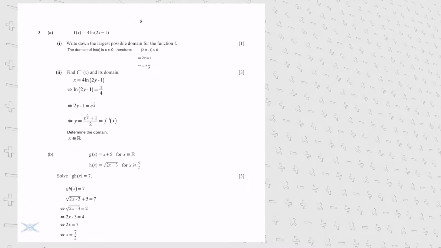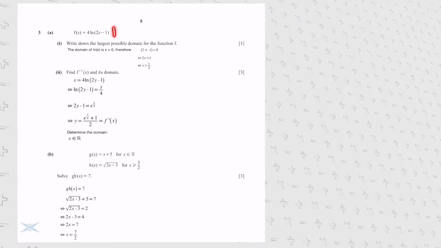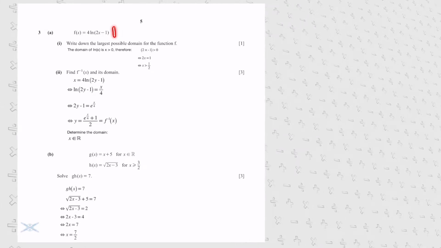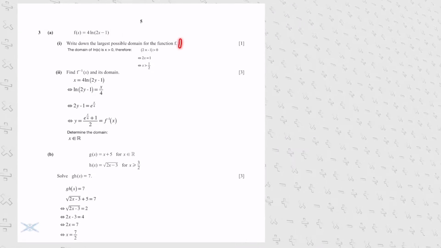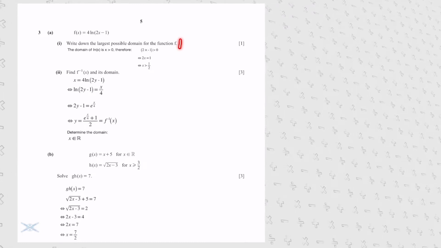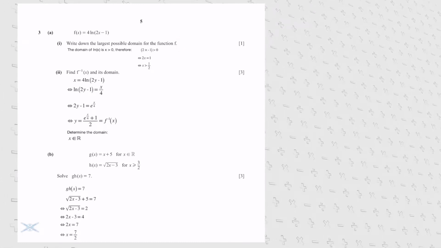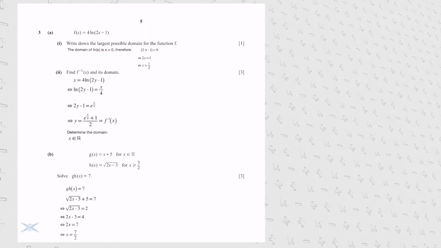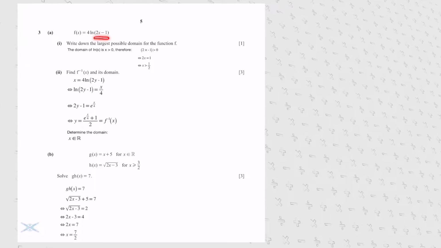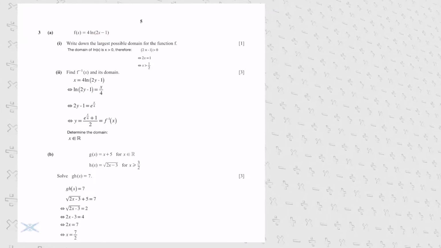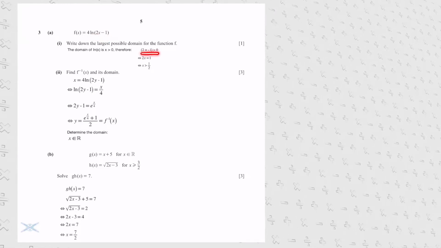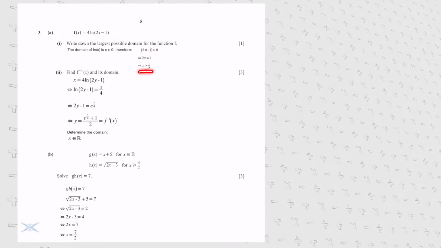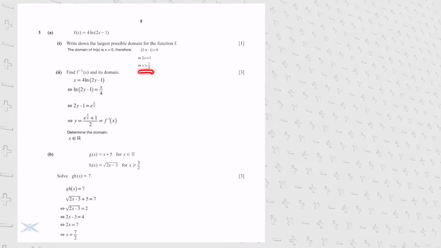Next on to exercise 3. In part A we are provided with the function f of x equals 4 multiplied by the natural logarithm of 2x minus 1, and we are supposed to write down the largest possible domain for the function f. Since the domain for natural logarithms is x larger than 0, we need to ensure that this is true for the expression within the brackets, so we need to assure that 2x minus 1 is larger than 0, and rearranging this inequality delivers the result that this is true for every x that is larger than 1 over 2.